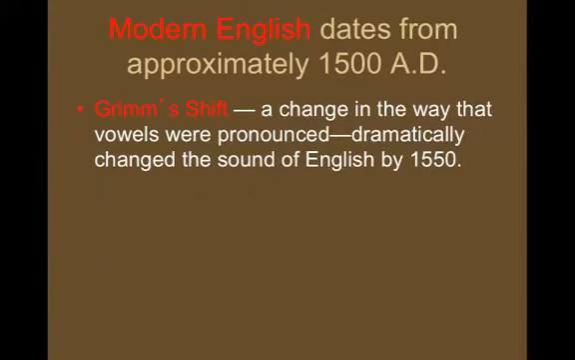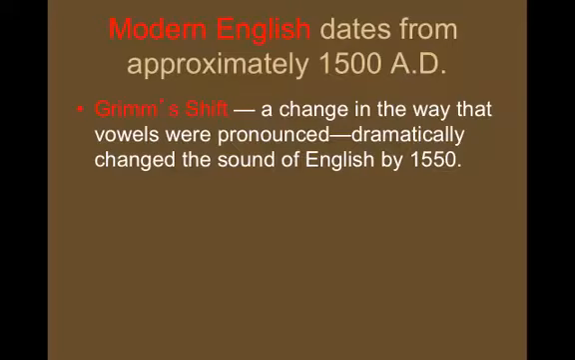All right, now we're going to talk about modern English, which is what we speak today. It dates from approximately 1500. One of the big things that caused it was something referred to as Grimm's shift, and that's a change in the way vowels were pronounced. That dramatically changed the sound of English by 1550, and that's something that you heard for yourself. In that audio recording, lots of words were pronounced very differently than we pronounce them now.